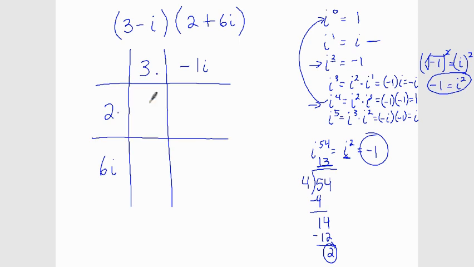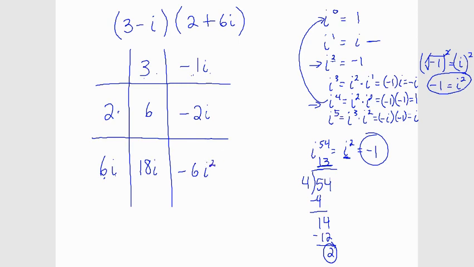2 times 3 is 6. 2 times -1 is -2, and then again, we treat the i kind of like it's a variable, but it's not a variable. 6 times 3 is 18, and we still got the i. Then we get 6 times -1 is -6. Then we get i times i is i squared.